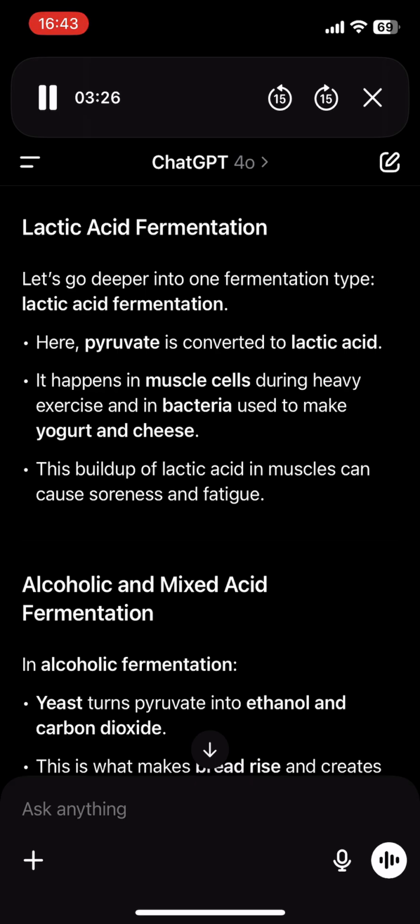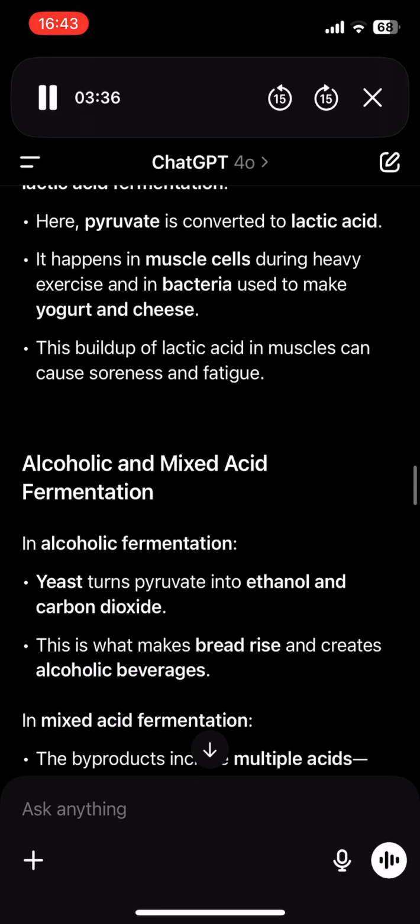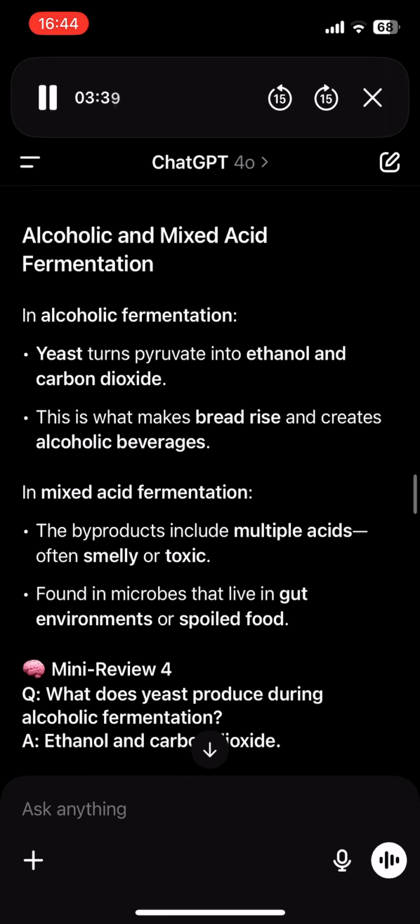Alcoholic and mixed acid fermentation. In alcoholic fermentation, yeast turns pyruvate into ethanol and carbon dioxide. This is what makes bread rise and creates alcoholic beverages. In mixed acid fermentation, the byproducts include multiple acids, often smelly or toxic, found in microbes that live in gut environments or spoiled food.